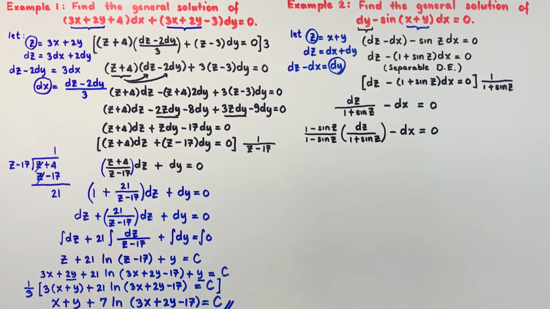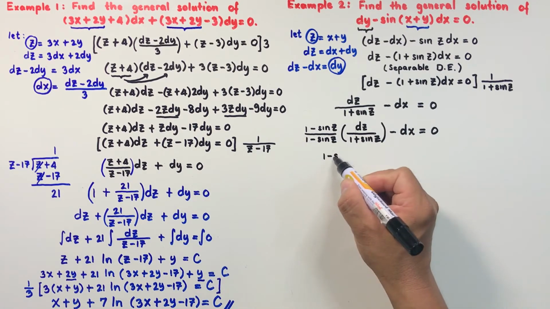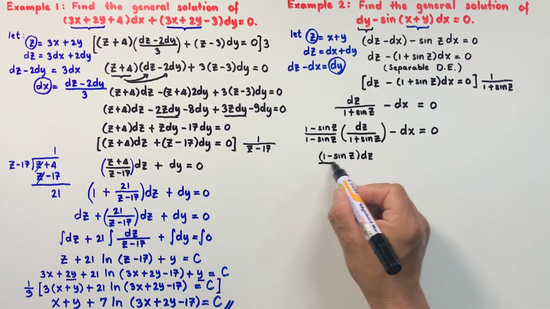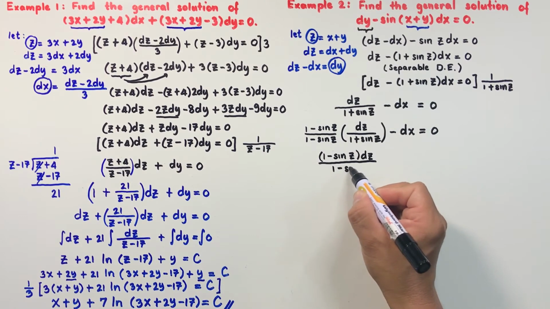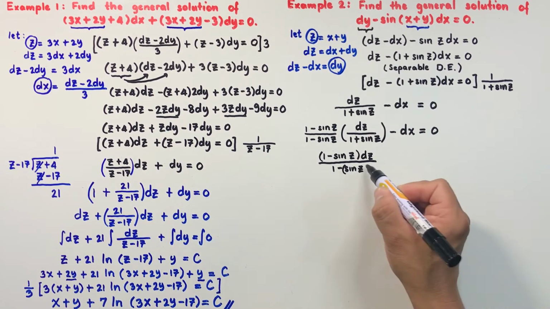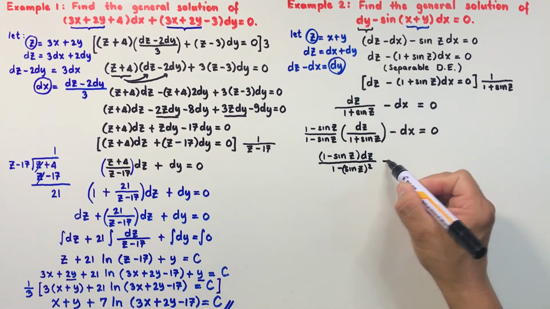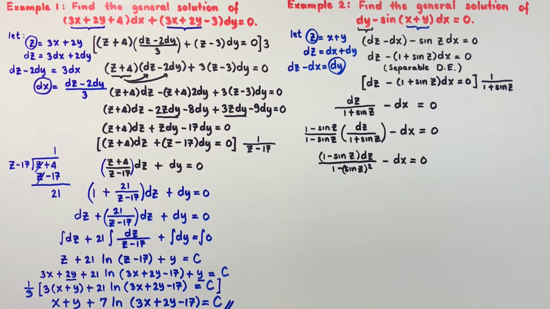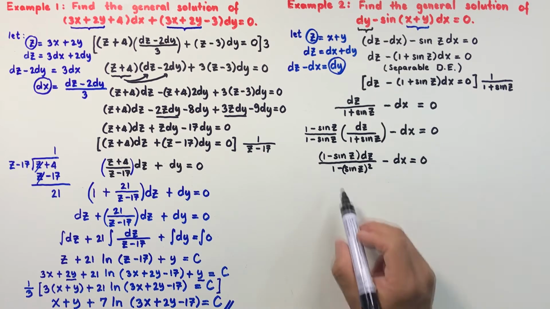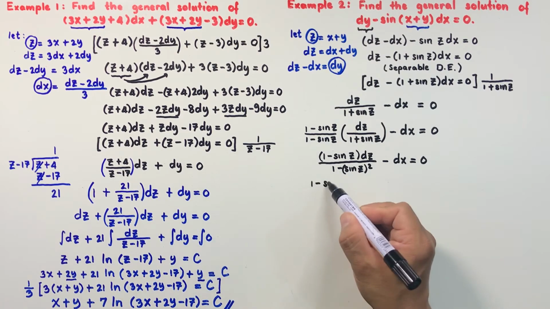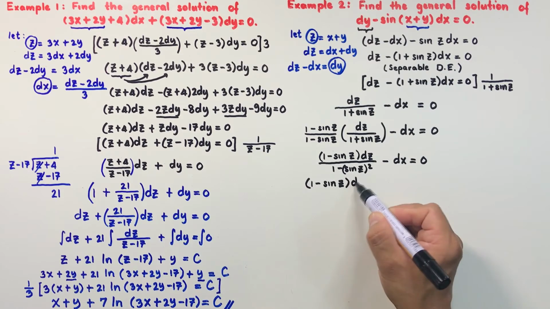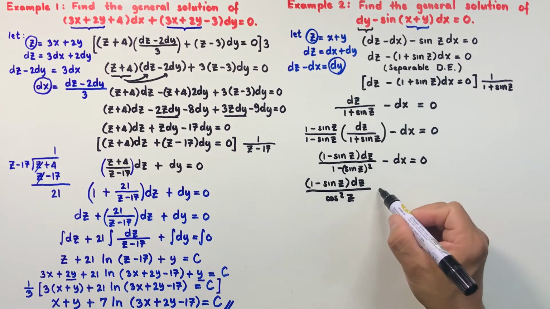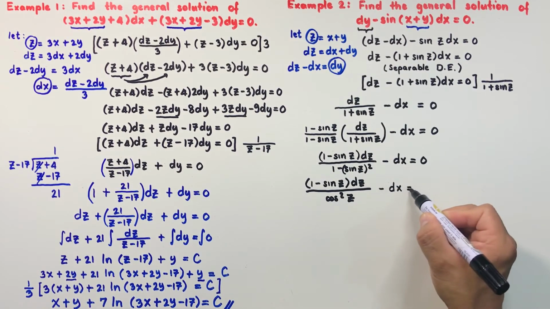And as a result, we have (1 - sin z) dz divided by the difference of two squares, which is (1 - sin z) quantity squared. And this is subtracted by dx here. And applying our knowledge in trigonometric identities, we know that the denominator has an identical expression, which is equal to cosine squared z. And we need to subtract this one by dx here.